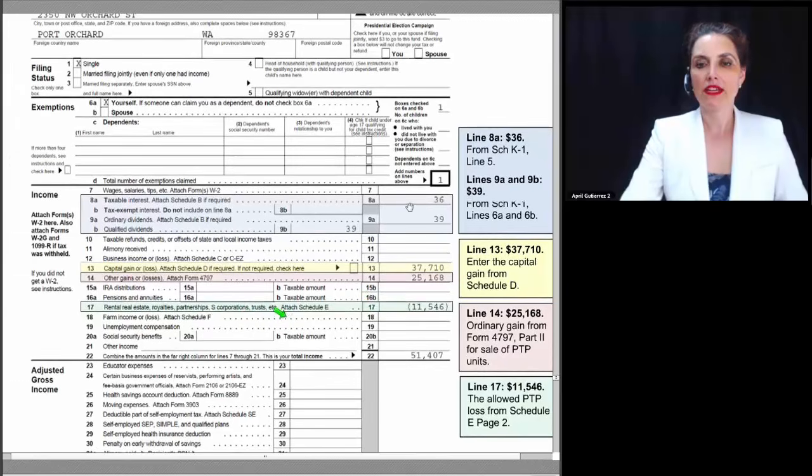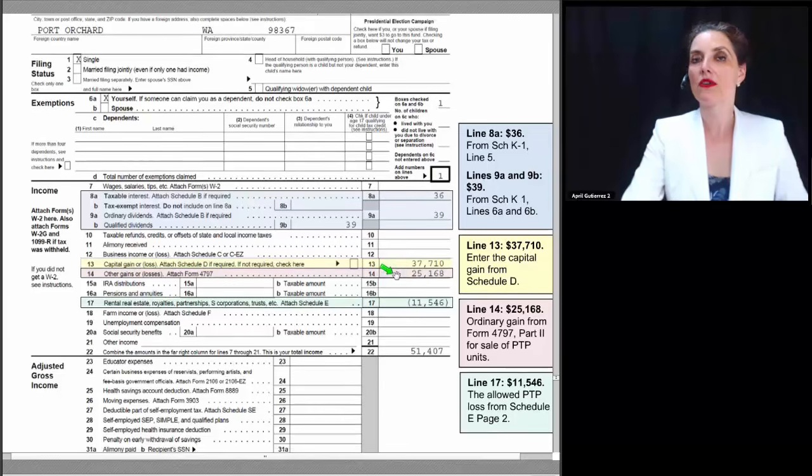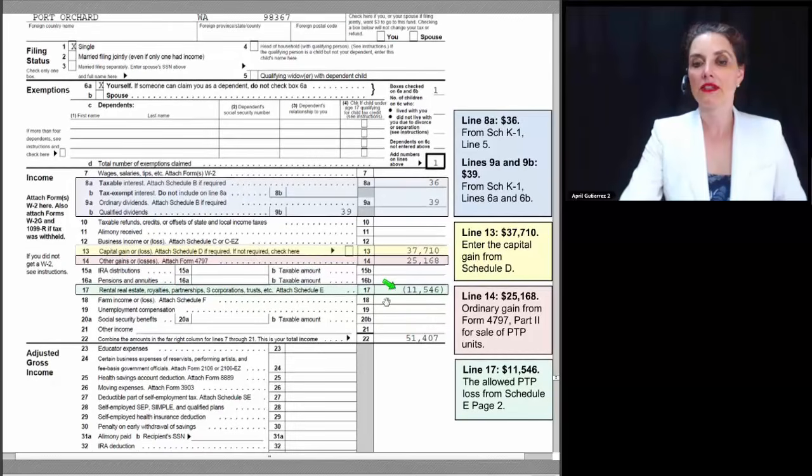So in summary, he's showing interest income from the K1. He's showing dividend income from the K1. On line 13, he is showing his capital gains from the sale of the units. And on line 14, he's showing the ordinary income from the sale of the units. And finally, he's allowed an offset on line 17 for all of the disallowed losses from the current and earlier years.